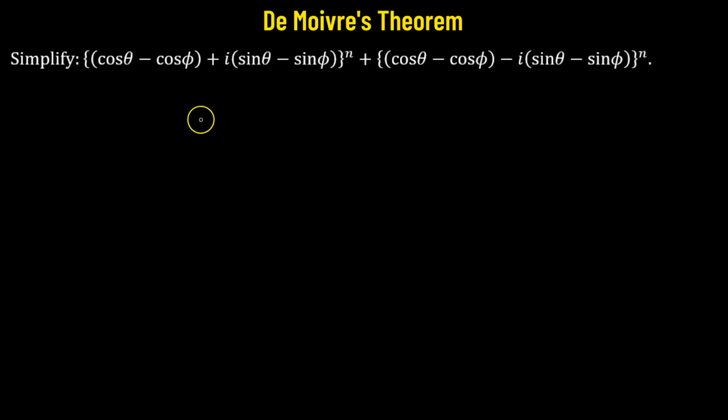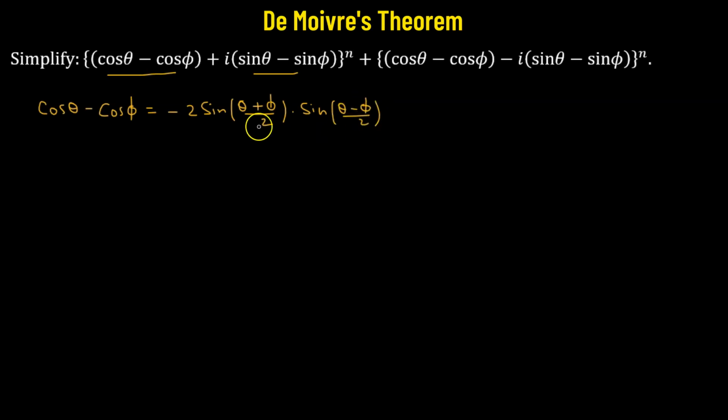We need to simplify the given expression. So what we'll do first, we'll try to combine cosine theta minus cosine phi followed by sine theta minus sine phi by using the formula that cosine theta minus cosine phi is given by -2 times sine of (theta plus phi)/2 multiplied by sine of (theta minus phi)/2, and sine theta minus sine phi is given by 2 times cosine of (theta plus phi)/2 times sine of (theta minus phi)/2.